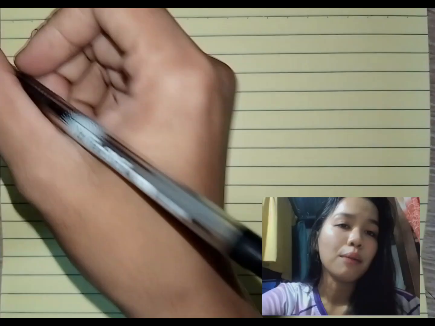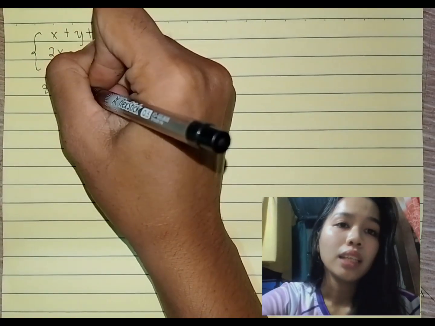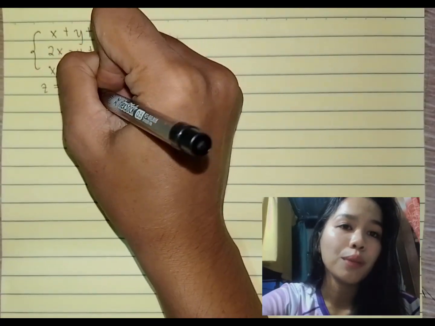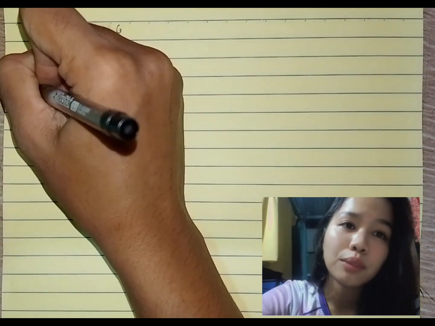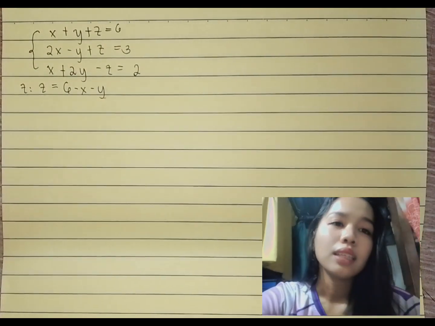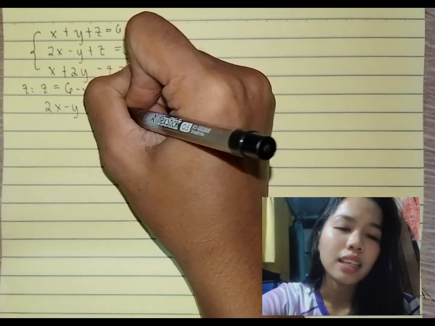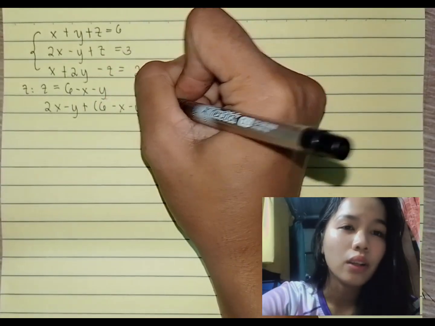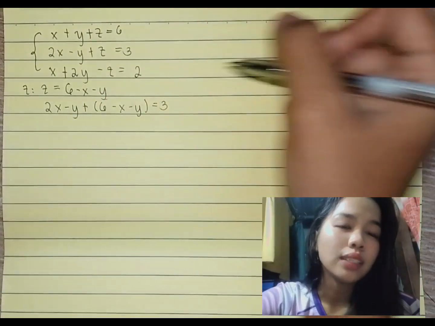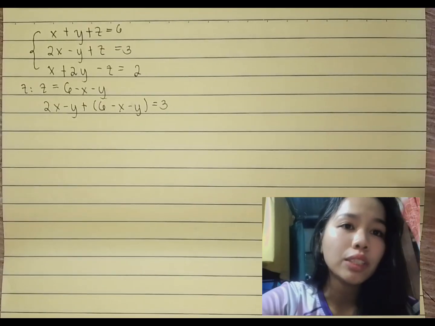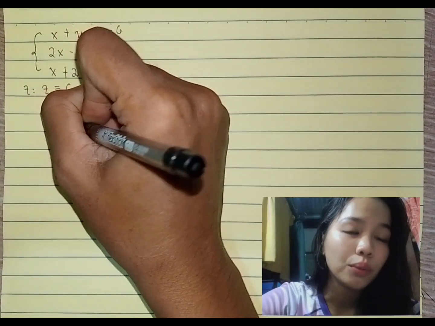So for the last example that I will give you in solving three unknown variables of linear equations in this video tutorial, the first thing that we need to do is to isolate the variables. The second one is to substitute it into equation number 2.